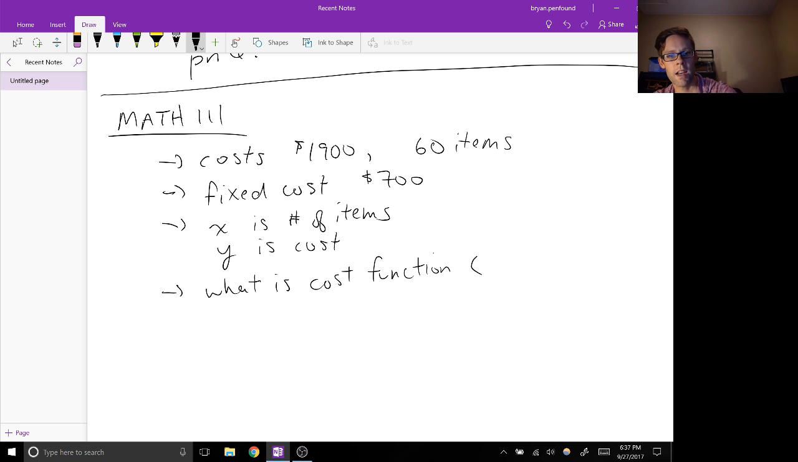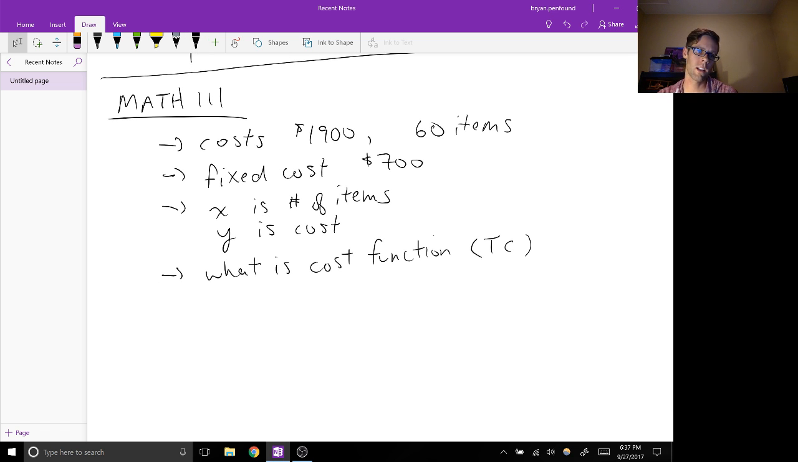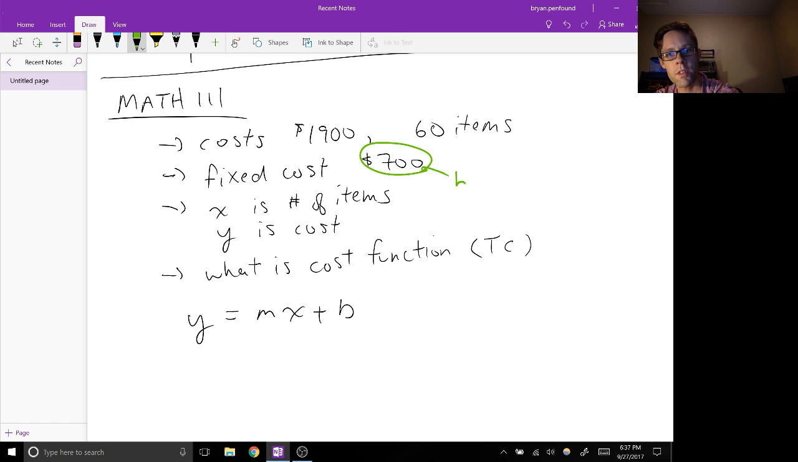For those of you in business math, the cost function is our TC function. We actually did this yesterday, so it's good practice for you still as well. But for those of you in Math 111, we're going to tackle this with a linear equation, mx plus b. Our y-intercept in this case represents our fixed costs, so this $700 is my b value, my y-intercept.